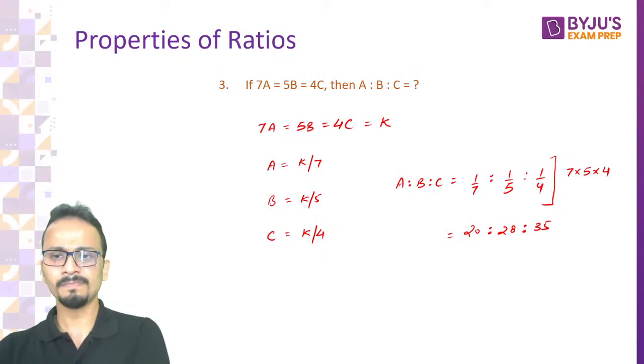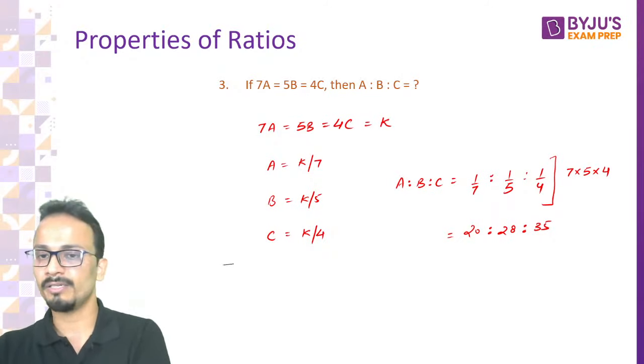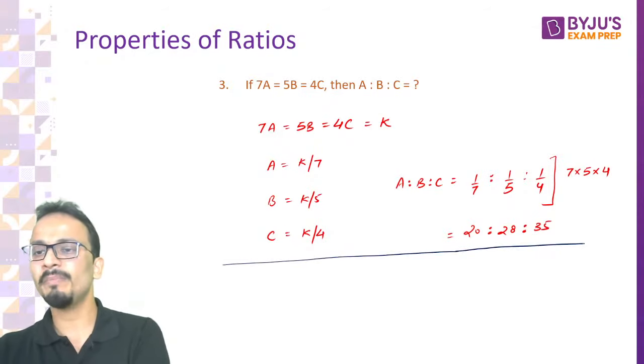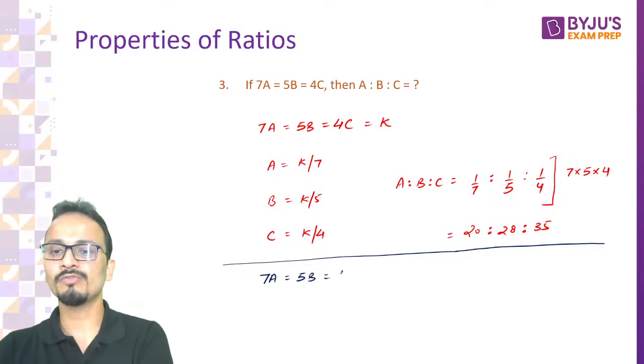Fine. Now I can do the same question using one more method. That might be a little shorter. Now I was given that 7a equals 5b equals 4c.